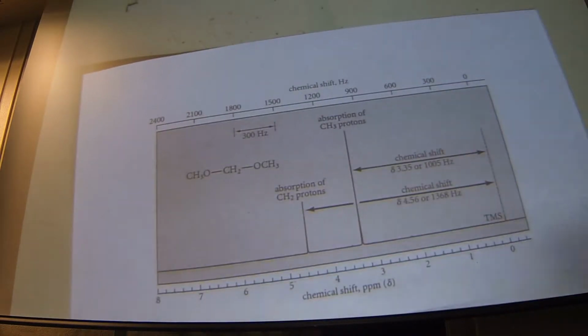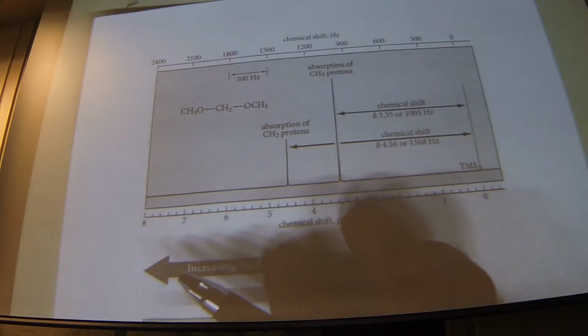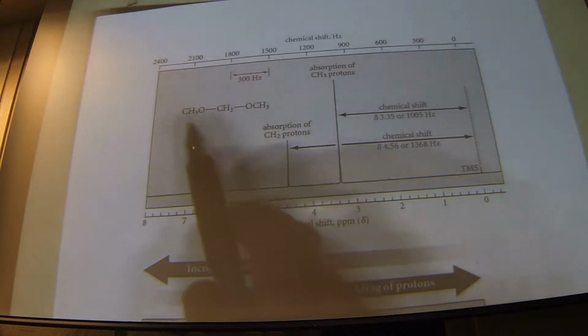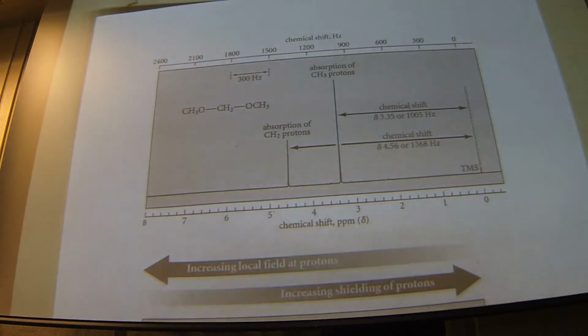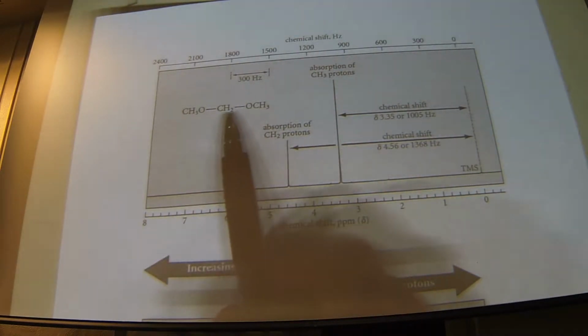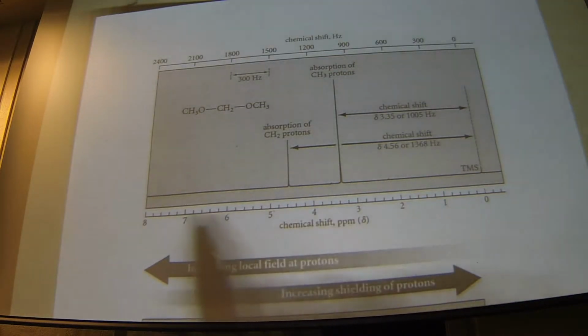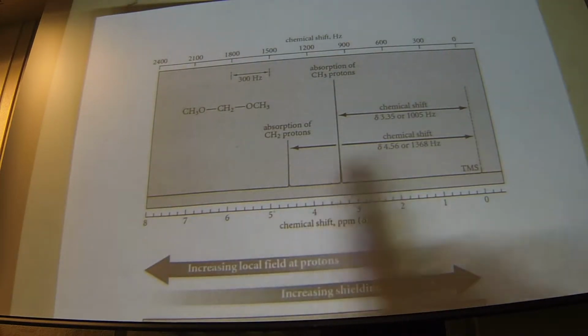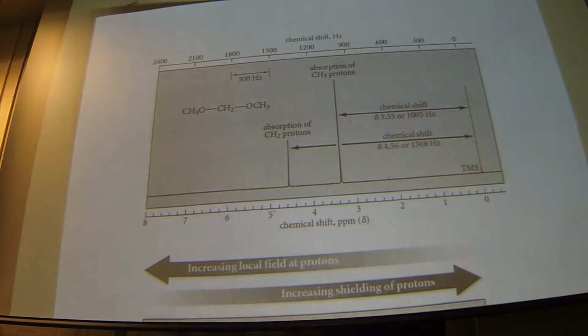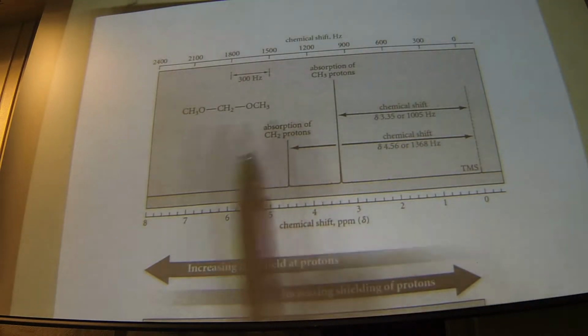Okay, so now what I'd like to do is just jump right in and show you an NMR spectrum. This is one I copied from the book. Here's the NMR spectrum of dimethoxymethane. Very simple compound, two methoxy groups and CH2. And what you see in this spectrum, you see two lines. I'll tell you about this line in a minute. What I want you to notice is that there are two.